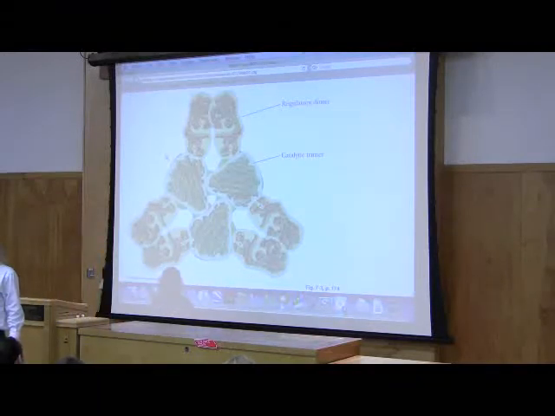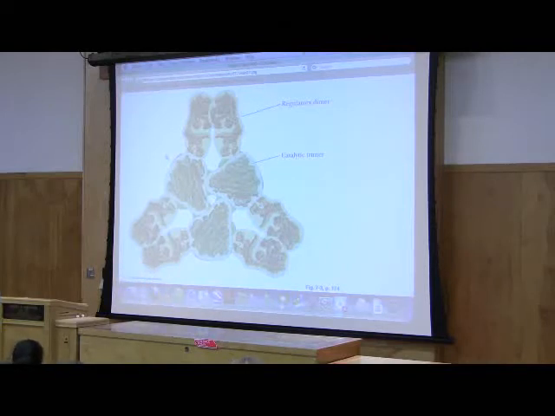Now, that leaves the catalytic subunits, and not surprisingly, by their name, the catalytic subunits are the place where the reaction is being catalyzed.